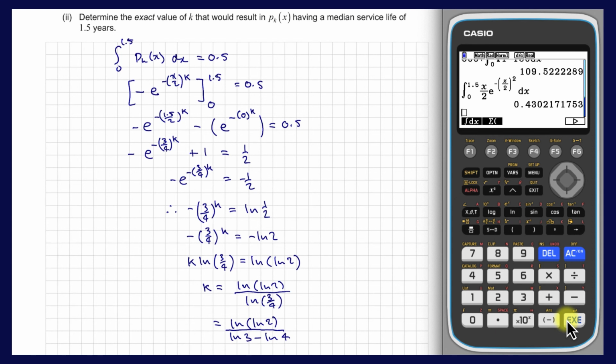So a bit of a gross looking answer, but given it was the last part of the last question, I think we're going to be happy with that.